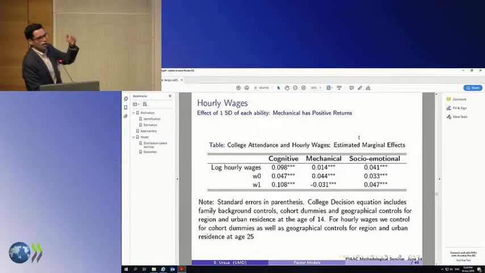Bottom line, the returns are positive and high for mechanical ability in the high school sector. That will explain why people with higher mechanical ability levels are not sorting into college. It's perfectly rational from this perspective. They have just different skill levels.